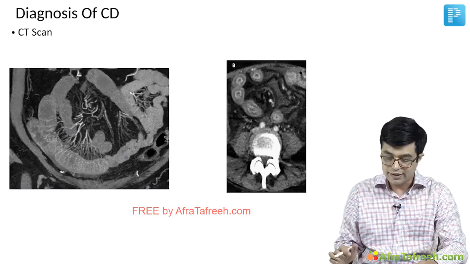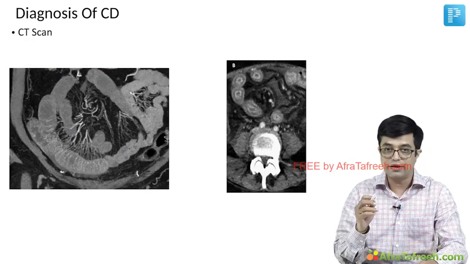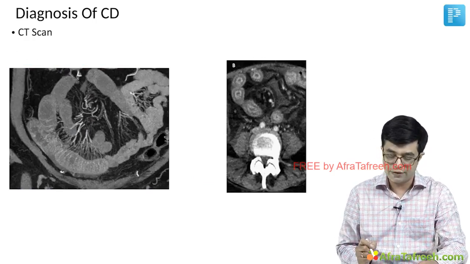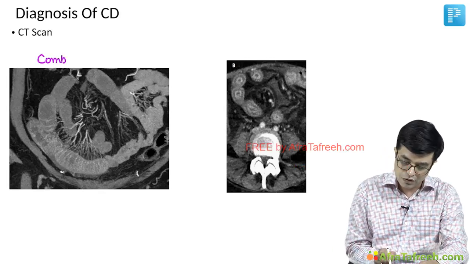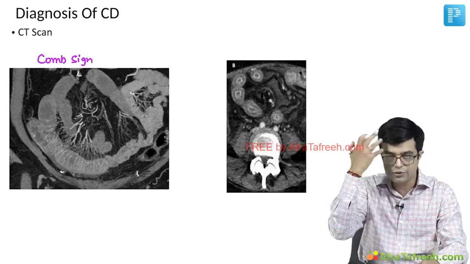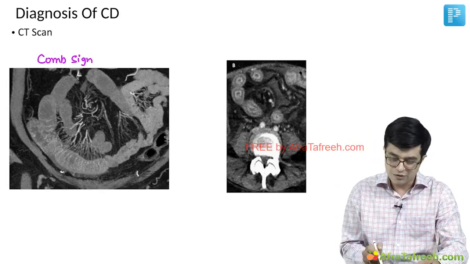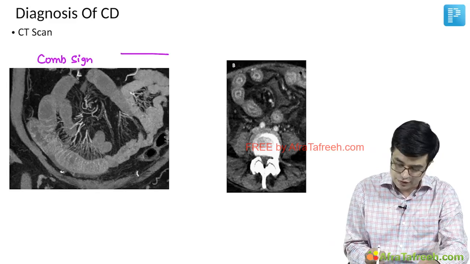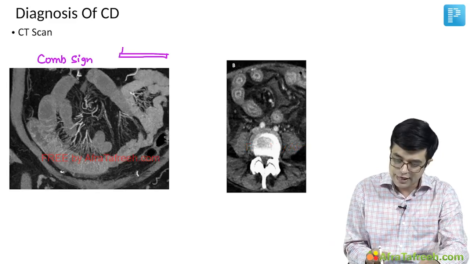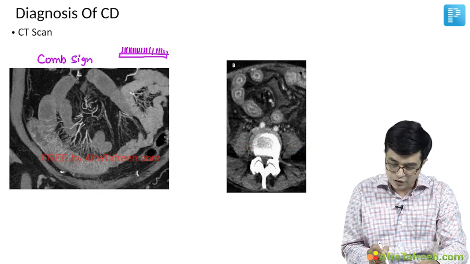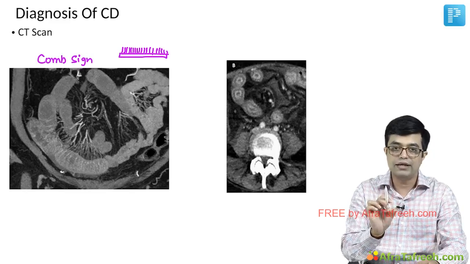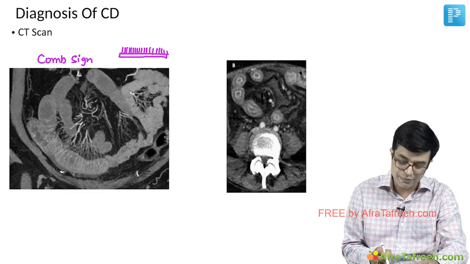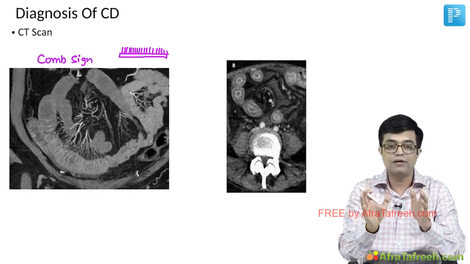Then when you do a CT scan, there are two signs that you may find on CT scan of the abdomen. First will be the sign called the comb sign. What is a comb? A comb is the one which you use to comb your hair. So how does a comb look like? A comb has a handle like this, and then a comb has serrations like this. So if you do a CT scan, you will find that there will be extra prominence of the vessels of the mesentery in the affected inflamed part.